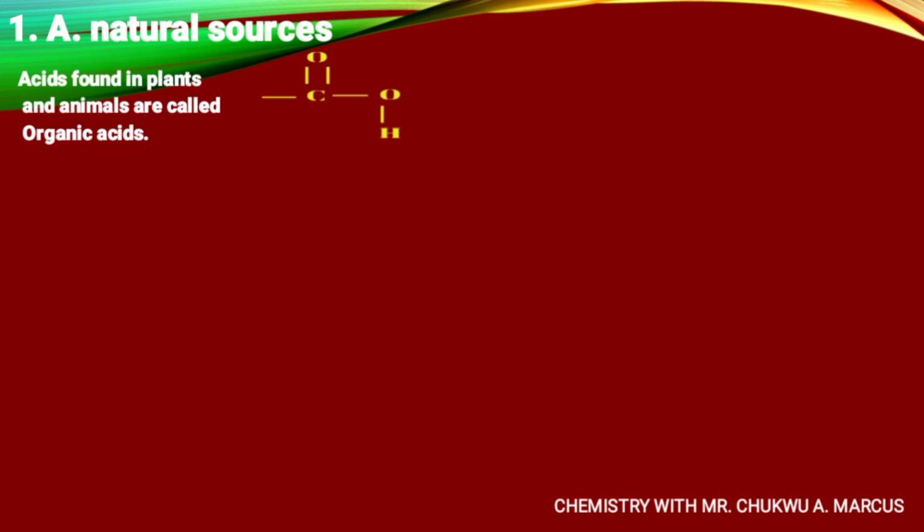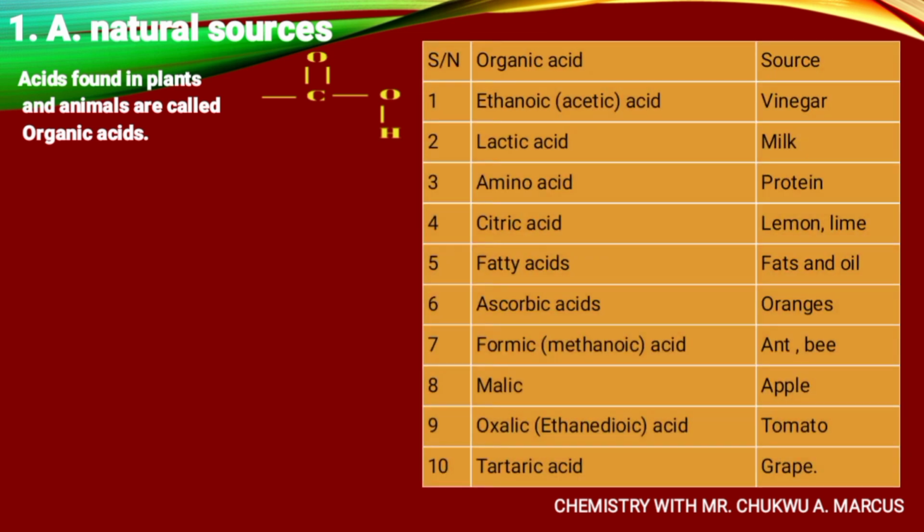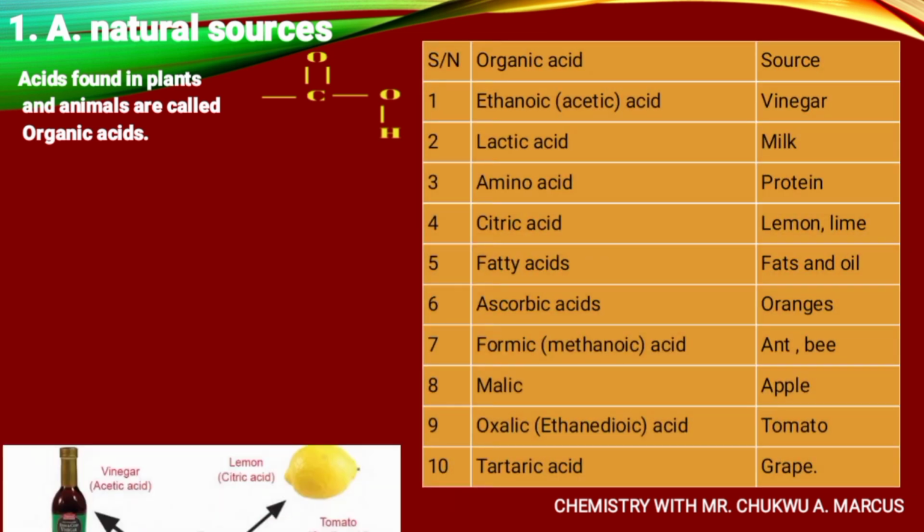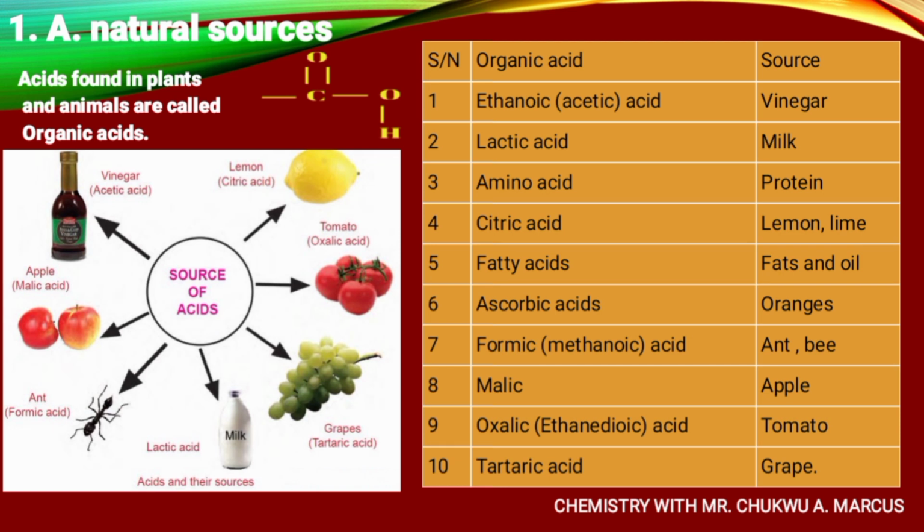Where one is by double bond, one is by single bond, which is bonded with hydrogen, which determines the number of replaceable hydrogen. I hope you get me on that. So we have examples of organic acid like ethanoic acid, lactic acid, amino acid, citric acid, fatty acid, ascorbic acid, formic acid. This formic acid is important to me because it is an ant sting, so you need to look into that. So we have some samples of them as you have here.